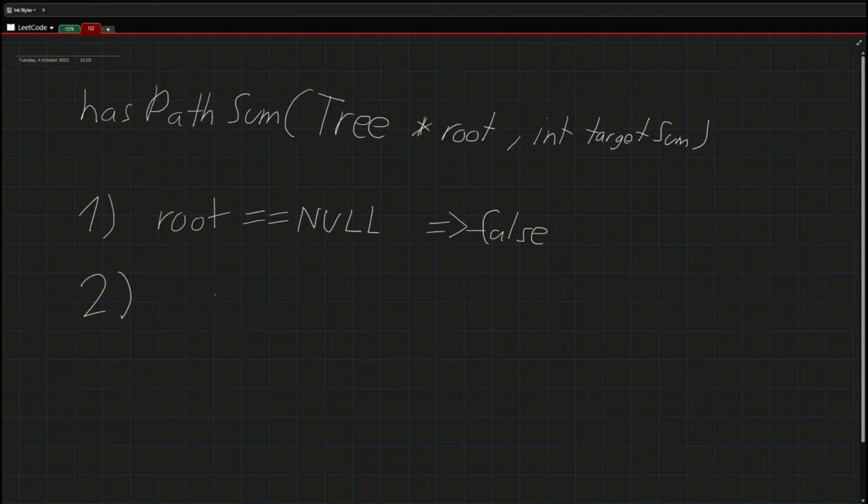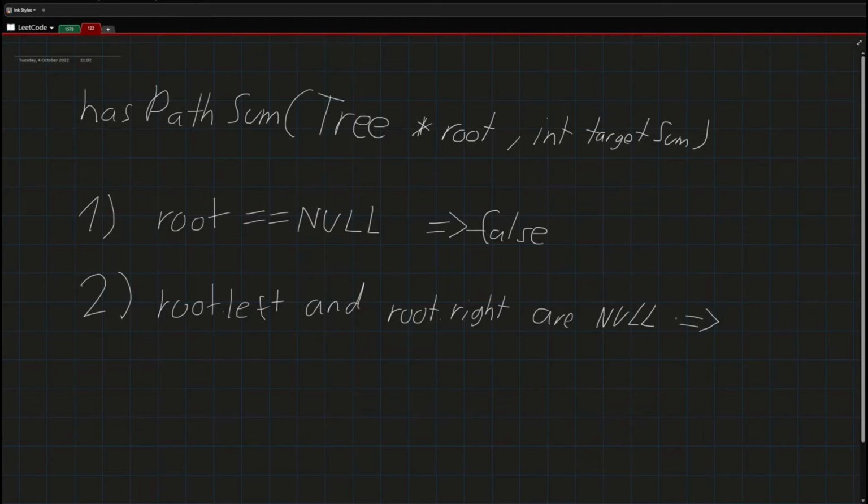The second base case happens when our tree is actually a leaf. So that means that root.left and root.right are null, and in that case we have a leaf, because, okay, let's say the root is not null because we already handled that in case 1.